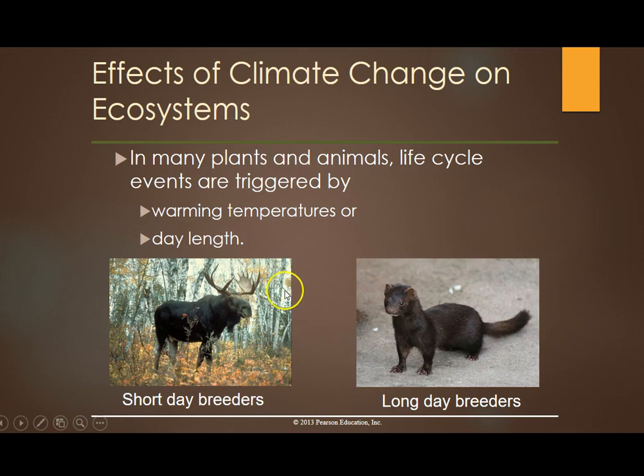So there are short day breeders like this moose or deer. Deer go into rut in November as the days are getting shorter. So you're more likely to see them, and more likely to hit them with your car, because they're looking to mate. That way they'll have their babies in spring, early summer when there's lots of food, right? Long day breeders like weasels only start being reproductively active when the days get longer. So they have a shorter gestation period. Then they'll have their offspring at about the same time as the short day breeders.